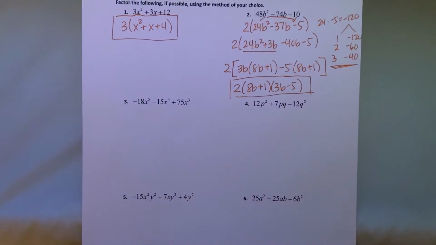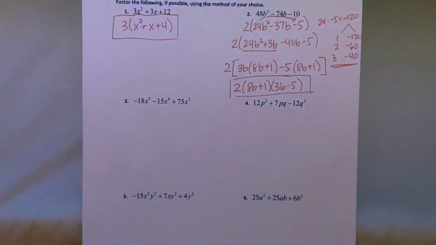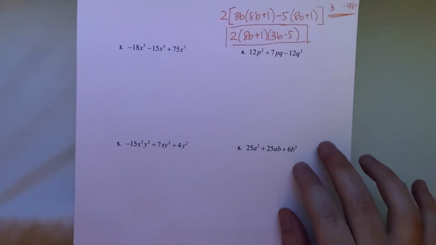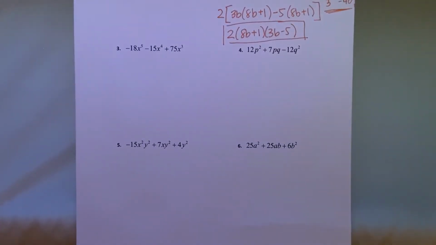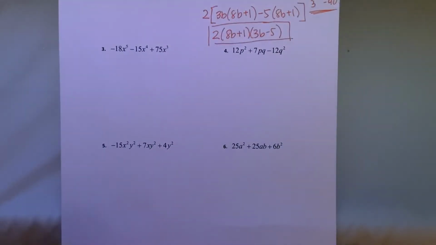You can have a common factor and two factors of the quadratic. That is a possibility. Let's continue. We'll do two more. We'll do 4 next. 12p squared plus 7pq minus 12q squared.